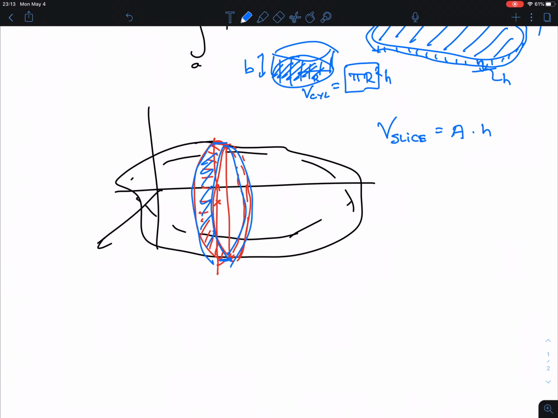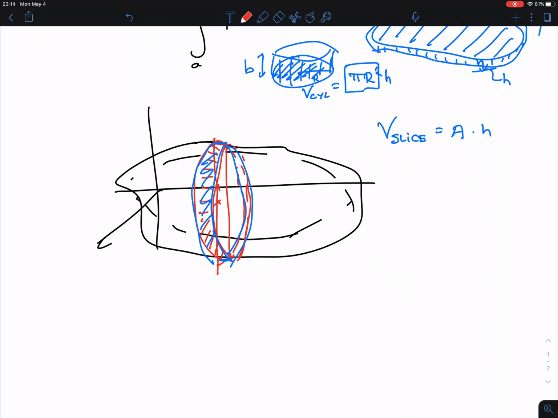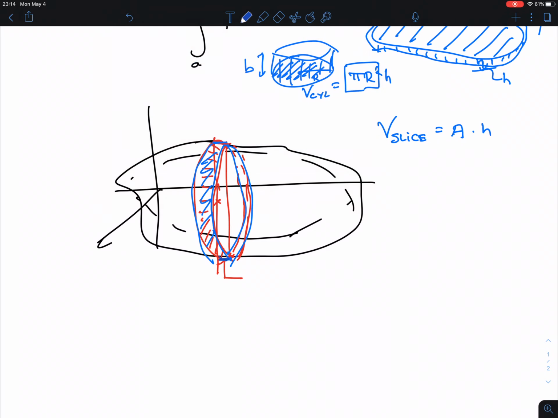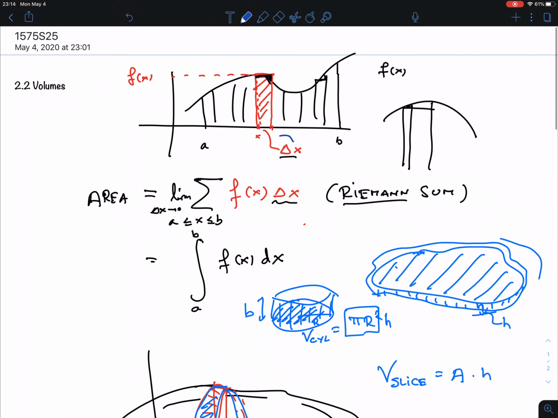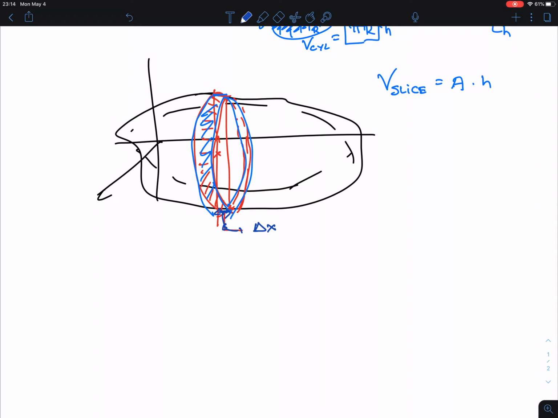Okay, so let's see now. What would this be in our setup? We have this slice here, and we have made it a certain thickness. So this distance here, we call this, as before, delta x. It's the thickness of this thing, and we're going to make it thinner and thinner, always slicing thinner, so that in the end we get a limit. We will get a real equality.